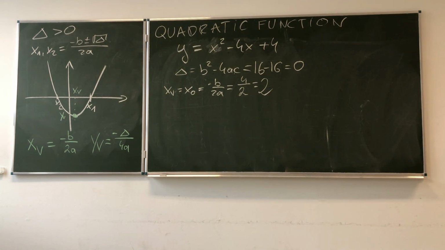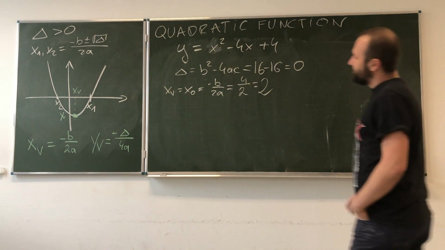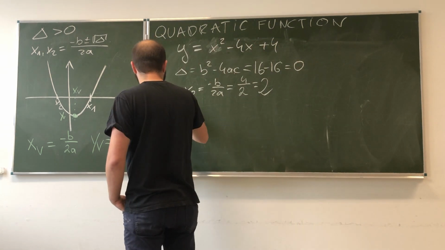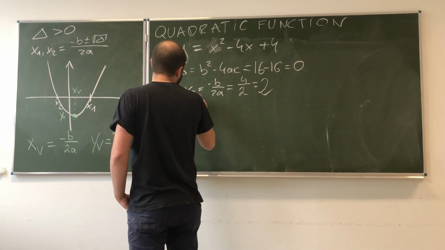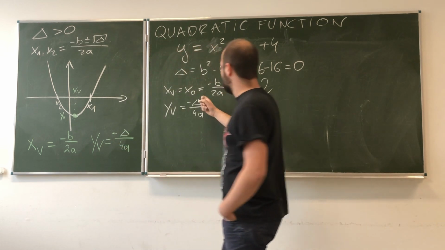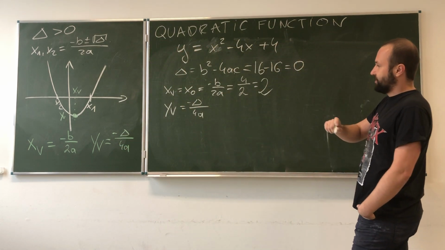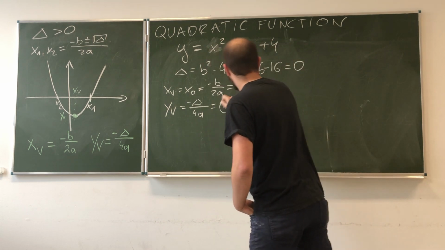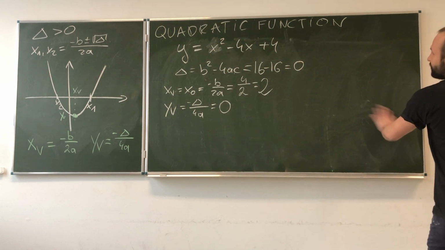Now, what is y of vertex? Well, we don't need to calculate it here. But look, in the formula for the location of the vertex on the y-axis, we've got delta. Delta is 0, so it must be 0. So now we are ready to draw it.